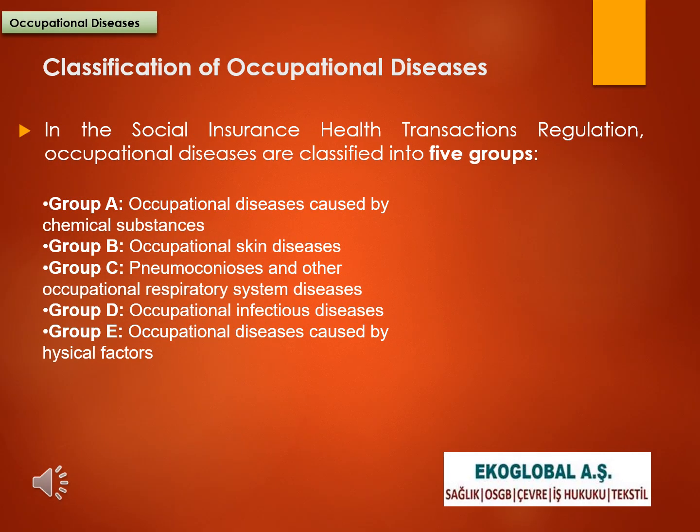According to the Social Insurance Health Transactions Regulation, occupational diseases are categorized into 5 main groups. A group includes conditions caused by exposure to harmful chemical substances. B group covers skin diseases directly related to workplace exposures. C group consists of pneumoconioses and other respiratory diseases resulting from inhaling hazardous dusts or particles. D group includes infectious diseases contracted through occupational activities. E group addresses illnesses caused by physical factors such as noise, vibration, or extreme temperatures.